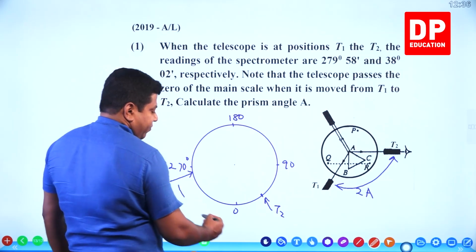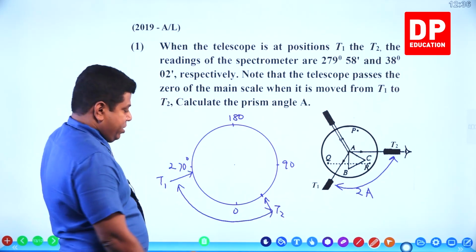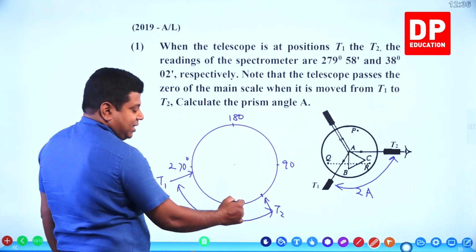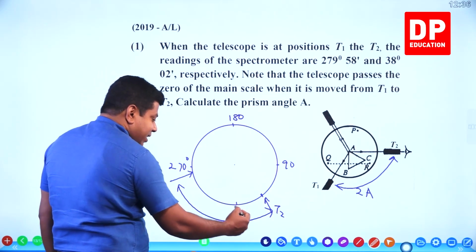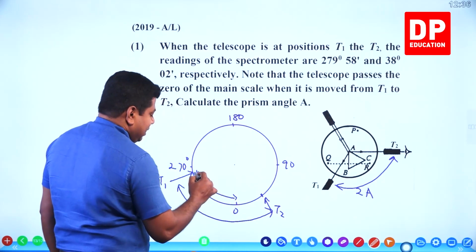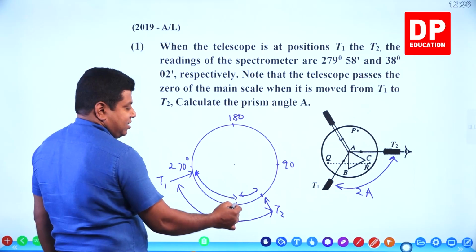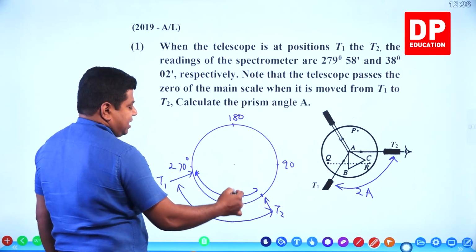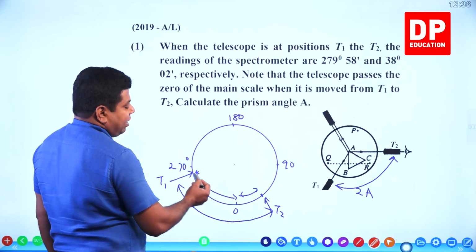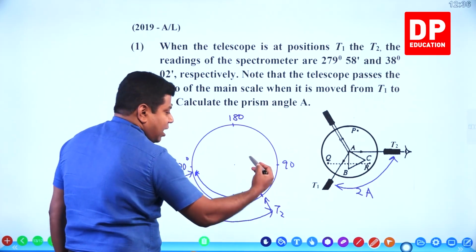So I have to get the difference between these two readings. But the complication is that it's 279 here, and when it comes here, 360 is completed and then it starts again from 0. So we have to measure this difference separately and this difference separately. Assuming this is 360, when you finish one full rotation, this difference will be 360 minus 279. And this difference will be just the reading itself, because from 0 you are starting to count again.